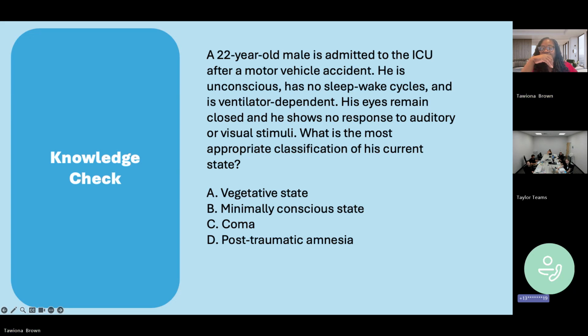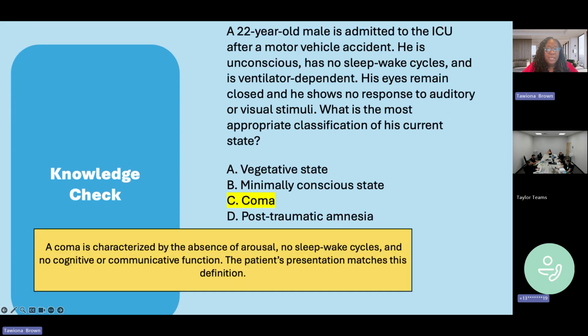It is a coma. They have no awareness of what's going on around them and they are vent dependent. So a coma is characterized by the absence of arousal or being able to wake up. They have no sleep-wake cycles. They have no cognitive or communicative function, and the patient's presentation matches that definition. So that's what I want you to see.